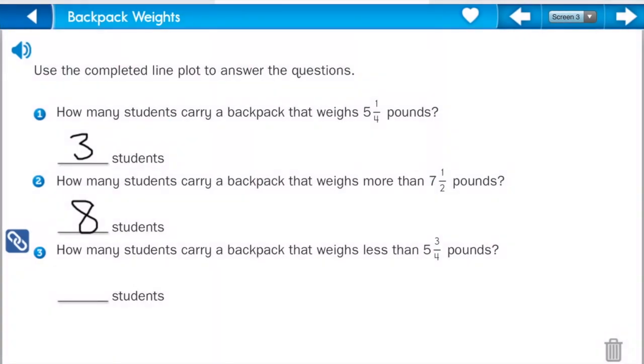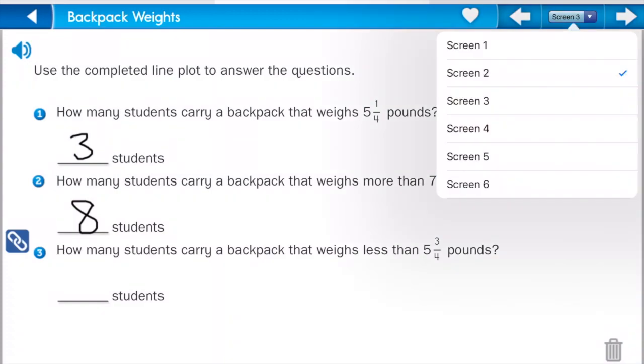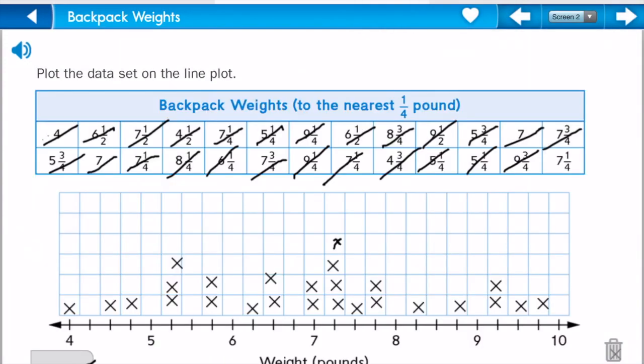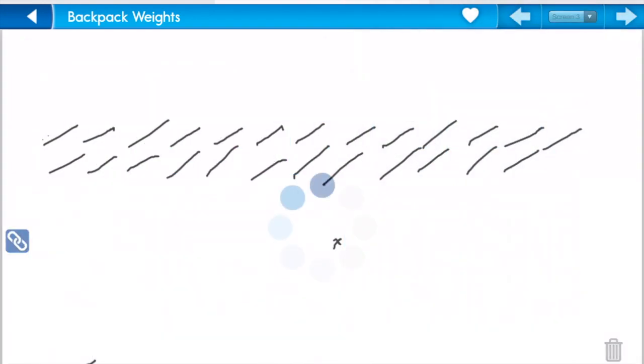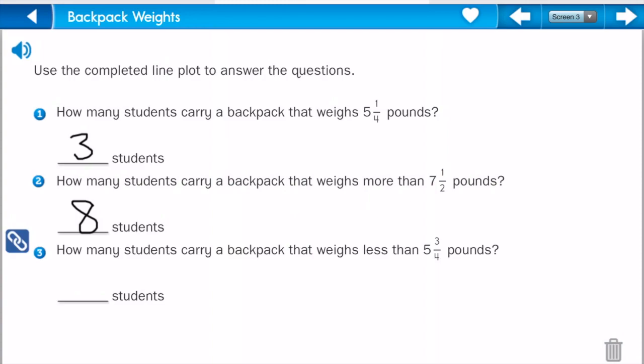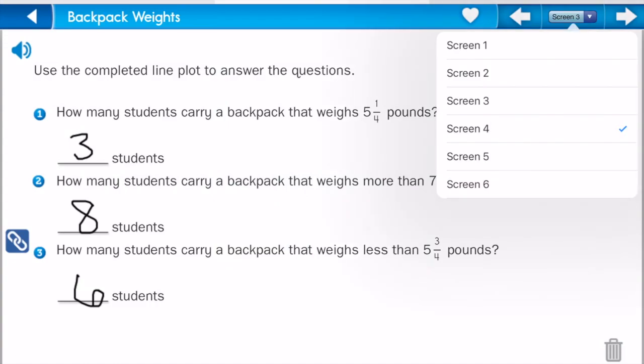Okay. How many students carry a backpack that weighs less than 5 3/4 pounds? So let's go back and look at our screen. Less than 5 3/4. So let's count 1, 2, 3, 4, 5, 6. So we get 6 kids. Okay. Let's look at what our next questions are.